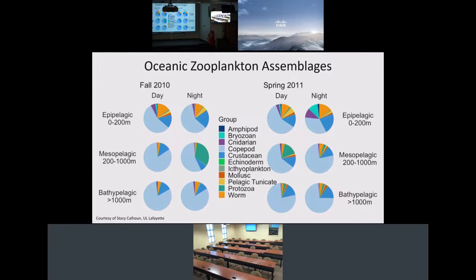The other thing that you may notice if you just start looking at day and night is that there doesn't seem to be much difference between the two. And surprisingly, that is the case. The relative proportion of community assemblages doesn't change much between night and day for the samples that we have.